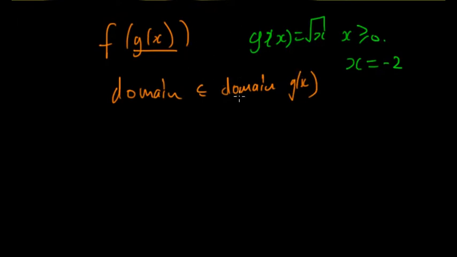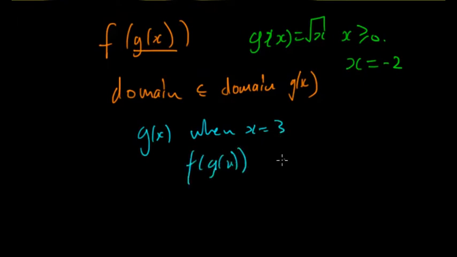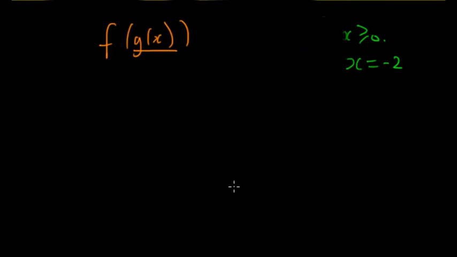But firstly, just understand that the domain can't include numbers that are not defined for g(x). So if g(x) is not defined when x is equal to 3, then f of g(x) is also not defined when x is equal to 3, no matter what f is. We also have to look at another part of the function. So now that was talking about g(x), but what about f(x)? Because f(x) may have a restriction itself.